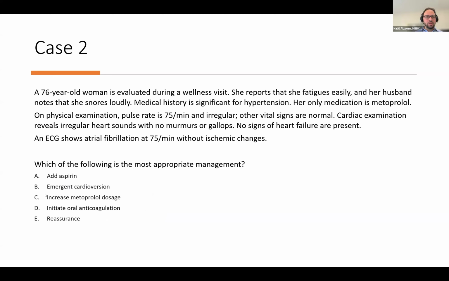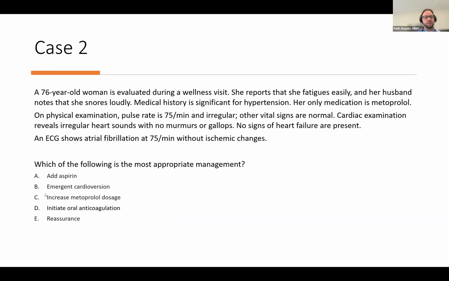Another case. A 76-year-old woman is evaluated during a wellness visit. She reports that she has fatigue. Her husband notes that she snores loudly. Medical history is significant for hypertension. She takes metoprolol. On examination, the pulse is irregular at 75, and the blood pressure is okay.